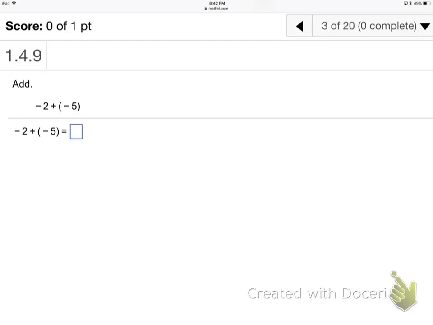Okay, so section 1.4, here we are in number 3. This is 1.4, problem number 3, as it says up here. And they want me to combine this. So we have minus 2 plus minus 5. Now, do parentheses always mean multiply? No. No, clearly not here, huh?